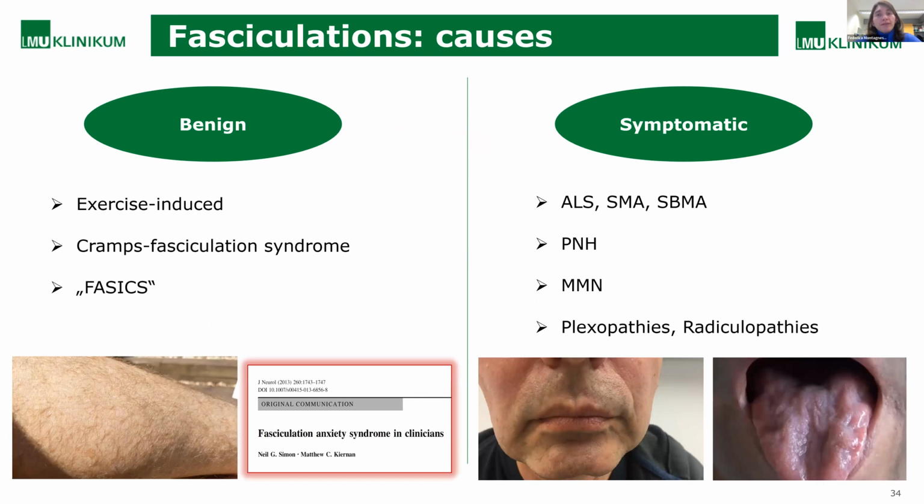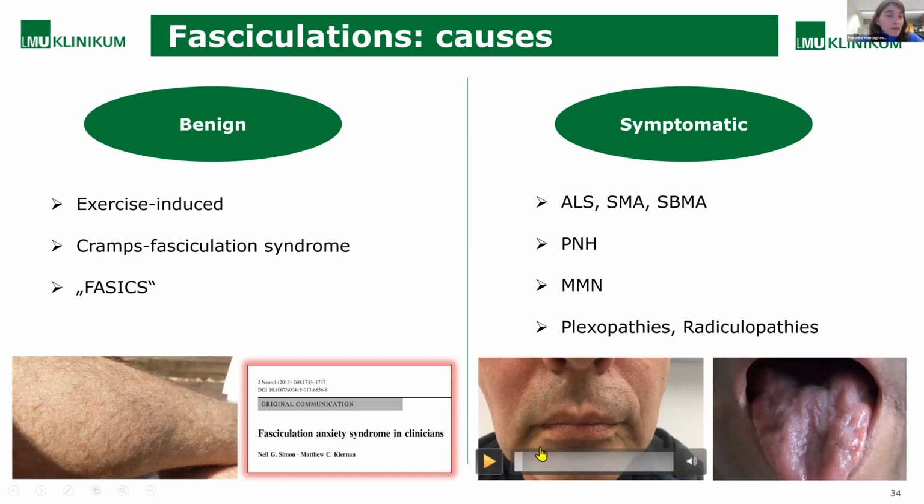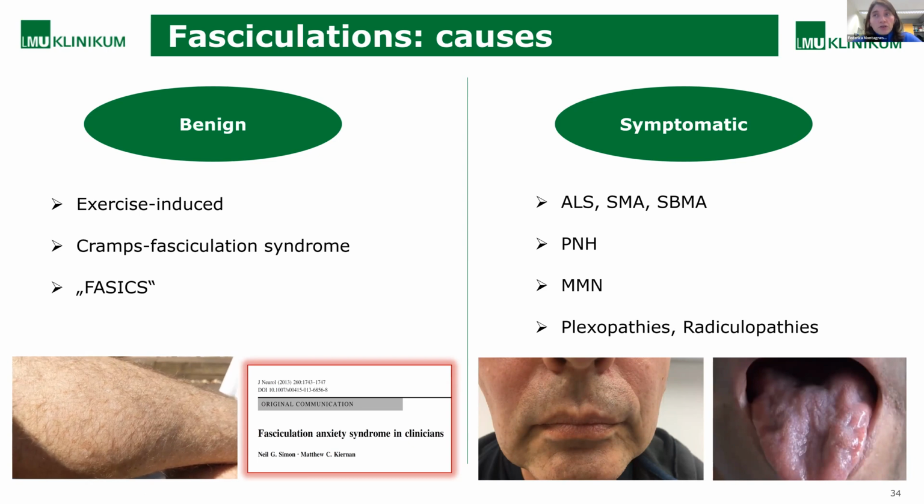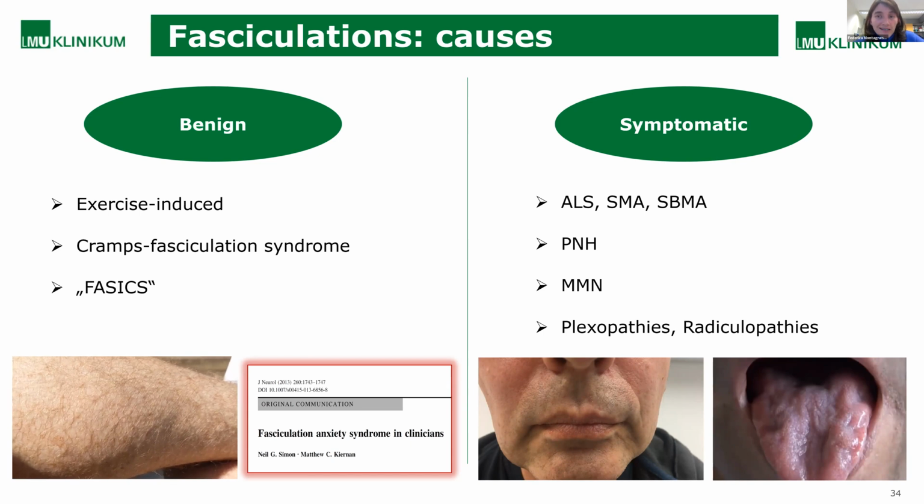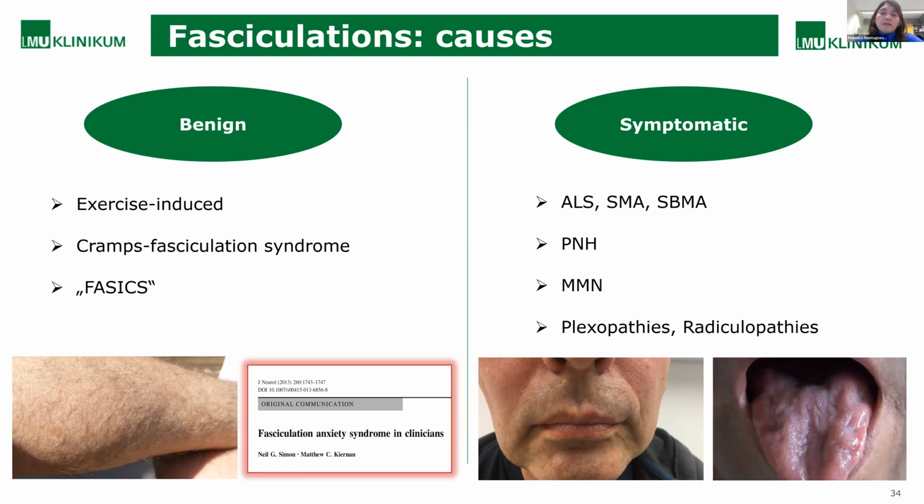We can distinguish benign and symptomatic fasciculation. Many of us have fasciculation after exercise, mainly involving the calf muscle or lower limb muscles. Benign fasciculations can also be seen in cramp fasciculation syndrome and can be associated with anxiety. And then we have many causes of symptomatic fasciculations.